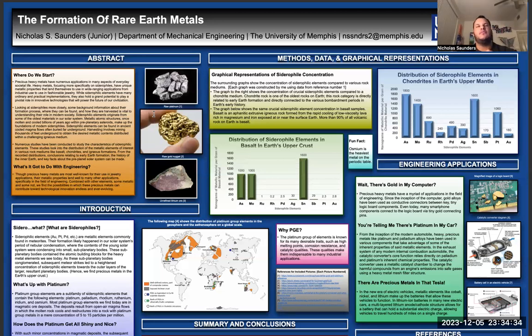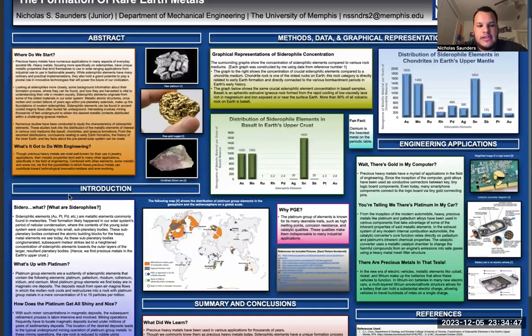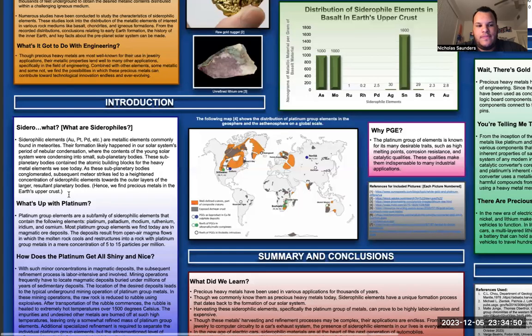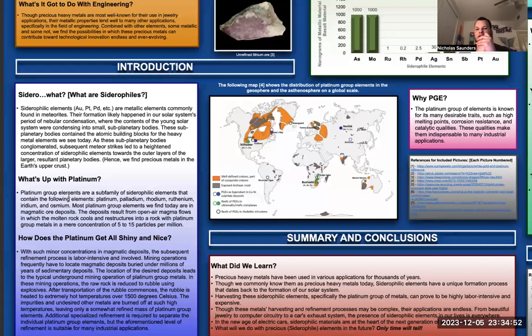We're going to be looking even more specifically at the platinum group elements. So, firstly, let's figure out what siderophilic elements are. There are, I think, 18 elements in total. The platinum group elements are just a subfamily of the siderophilic elements that contain 6 elements: platinum, palladium, rhodium, ruthenium, iridium, and osmium.